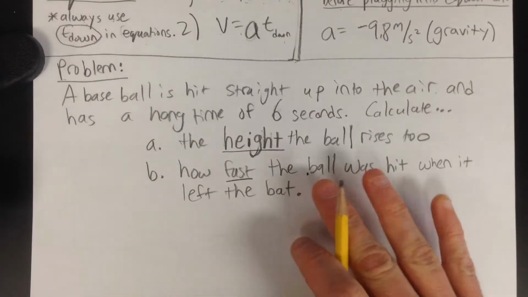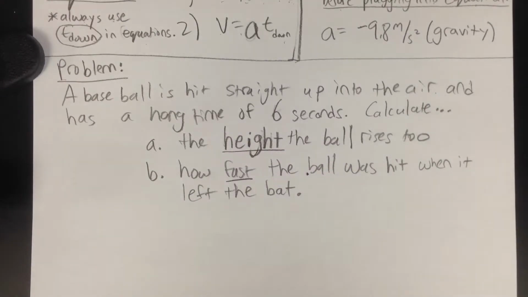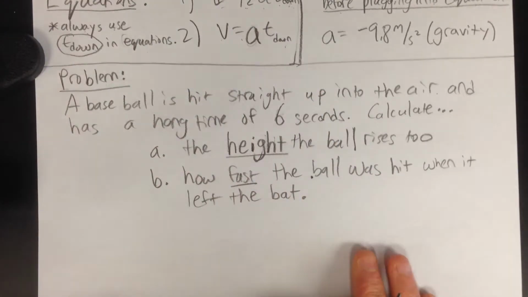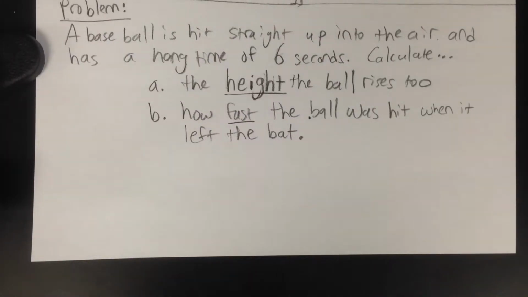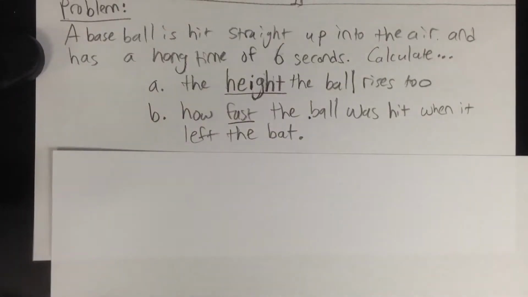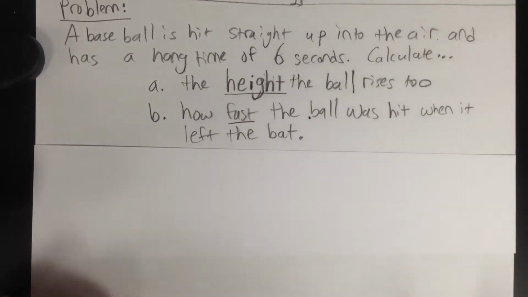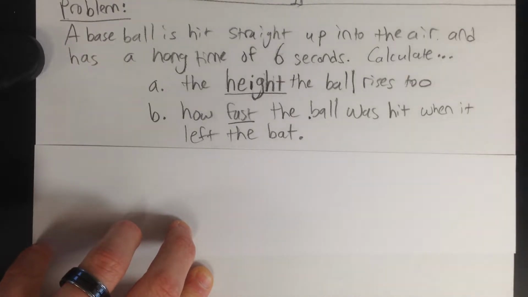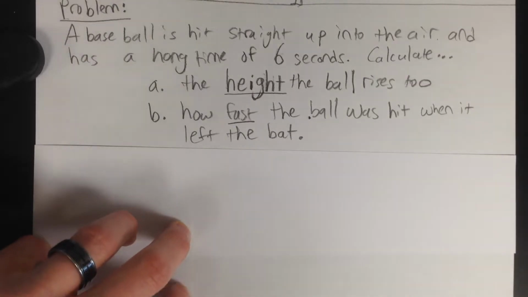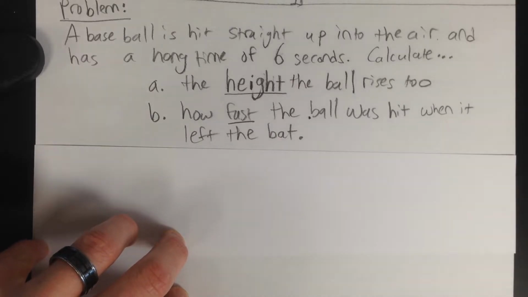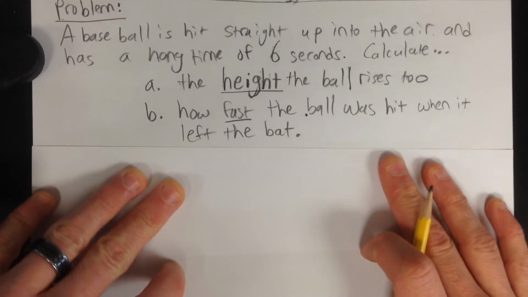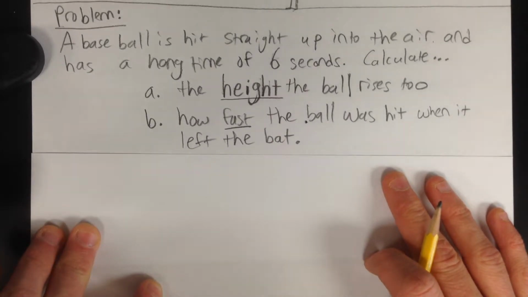So I'll shift this up here a little bit. There's the problem. Read the problem with me. It says a baseball is hit straight up into the air and has a hang time of 6 seconds. Calculate the height the ball rises to. So we only have those two equations, d equals a half at squared and v equals at. You just got to choose one of them.